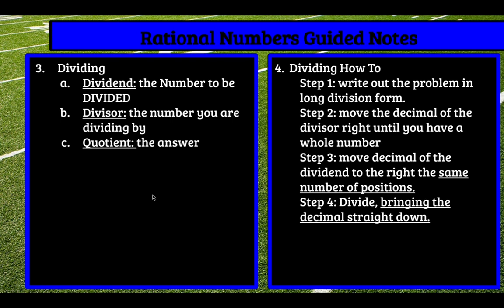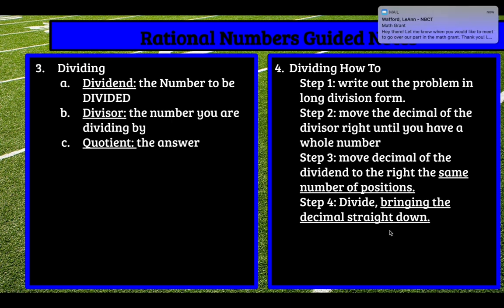When you're dividing decimals, the dividend is the number to be divided. The divisor is the number you are dividing by, and the quotient is the answer. So here's how to divide. Here's your how-to. Step 1, write out the problem in long division form. Step 2, move the decimal of the divisor right until you have a whole number. Step 3, move the decimal of the dividend to the right the same number of positions. Then you would divide, bringing the decimal straight down.